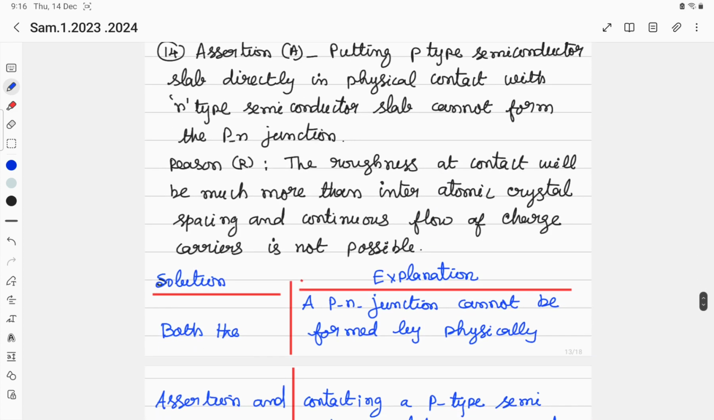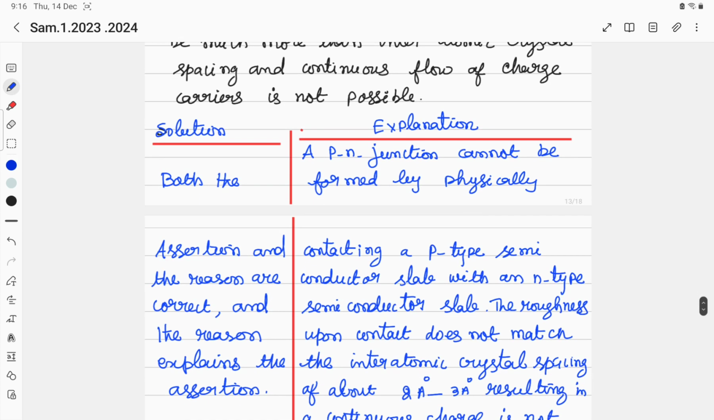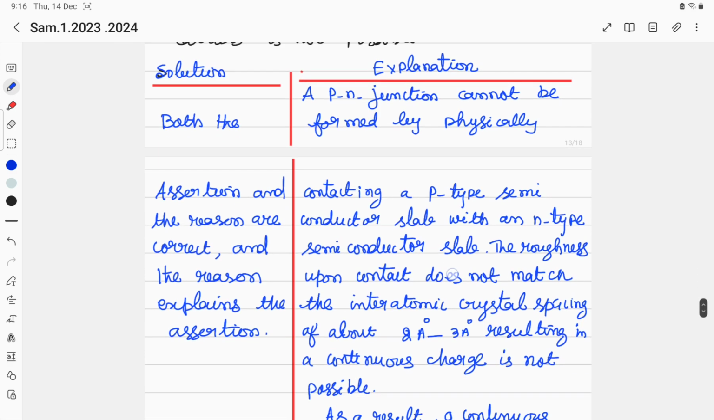Question number 14. Assertion. Putting a p-type semiconductor slab directly in physical contact with an n-type semiconductor slab cannot form the p-n junction. Reason. The roughness at contact will be much more than the interatomic crystal spacing and continuous flow of charge carriers is not possible. Solution. Both the assertion and the reason are correct and the reason explains the assertion.